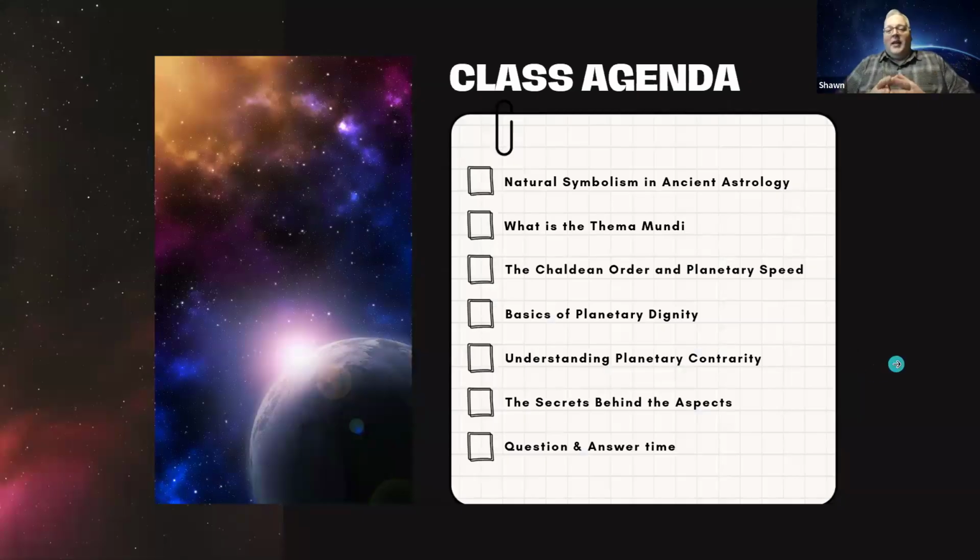So these are the things that we're going to be covering today in our class. On the Thema Mundi, we're going to talk a little bit about the natural symbolism that is inherent in ancient astrology. We're going to talk about what the Thema Mundi is. I'm going to introduce something called the Chaldean order and help all of you understand how that relates to the speed of the planets and why that's important. We're going to use the Thema Mundi to help anchor us in some very basic concepts around what planetary dignity is. And if you're not even sure what that sounds like, that's okay, because I'm going to explain what planetary dignity is. We're also going to explore some things related to planetary contrariety. And then we'll talk about the four classical aspects and the why behind the aspects. And then we'll have some Q&A. So settle in and let's enjoy our tour today through the cosmos.